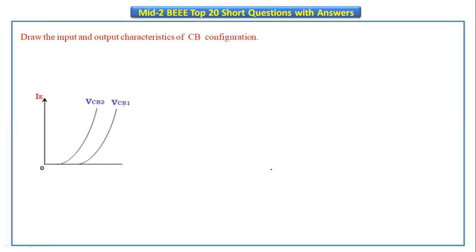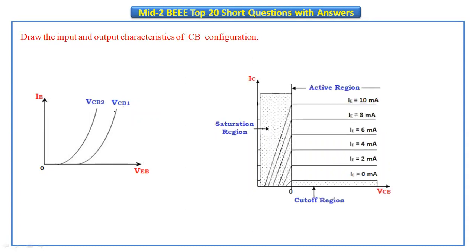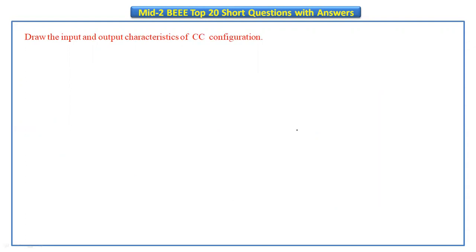Next, draw the output and input characteristics of common base configuration. In the common base configuration also, the characteristics are drawn between input current and the input voltage at constant output voltage. Here, if you increase the output voltage from VCB1 to VCB2, the characteristics shift towards the left side. That is the only difference from the remaining configurations. And next, if you see the output characteristics, the characteristics start from the negative region. Here it also has the three regions: active region, saturation region, and the cutoff region. The output characteristics are drawn between output current and the output voltage at constant input current.